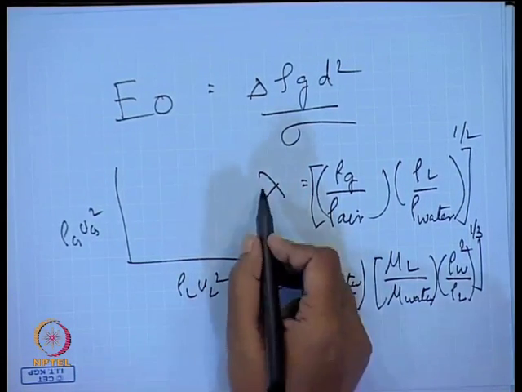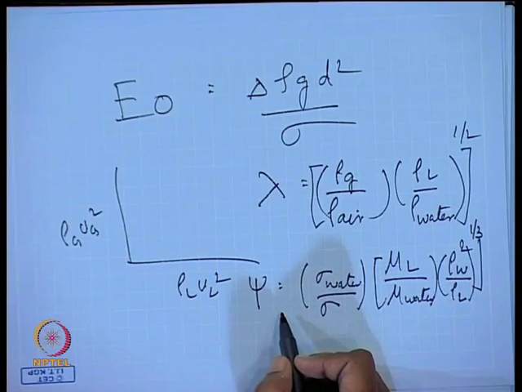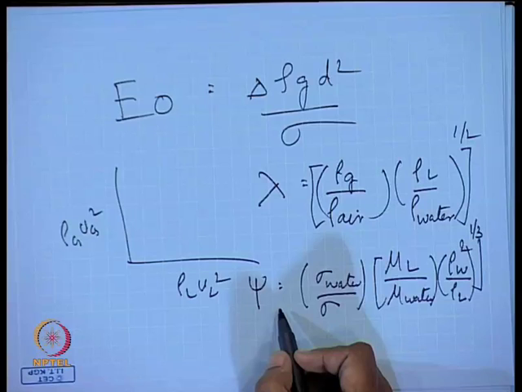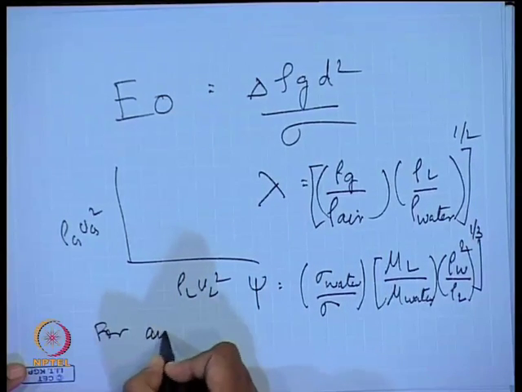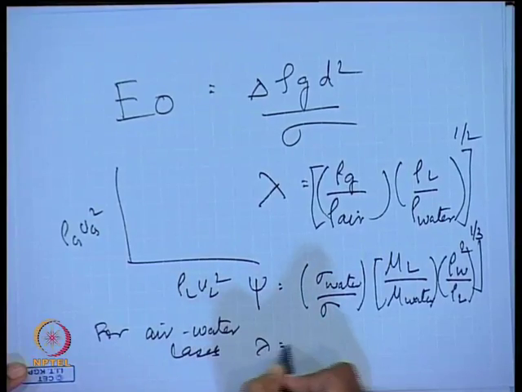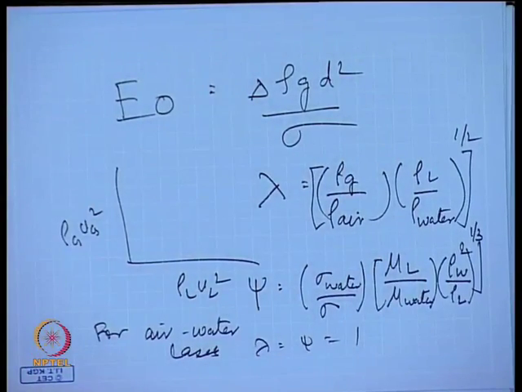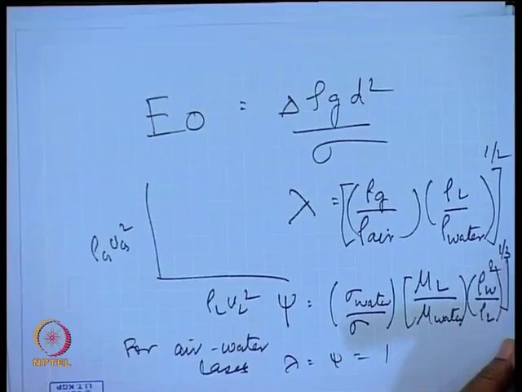Okay. So, these are the two property groups which have been defined such that the liquid property is defined with respect to water, and the gas property is defined with respect to air, and you will find that for air water cases both lambda and psi reduce to 1. And so, under such circumstances it is basically the mass flow rate of gas versus the mass flow rate of the liquid, which is shown by Baker's plot.